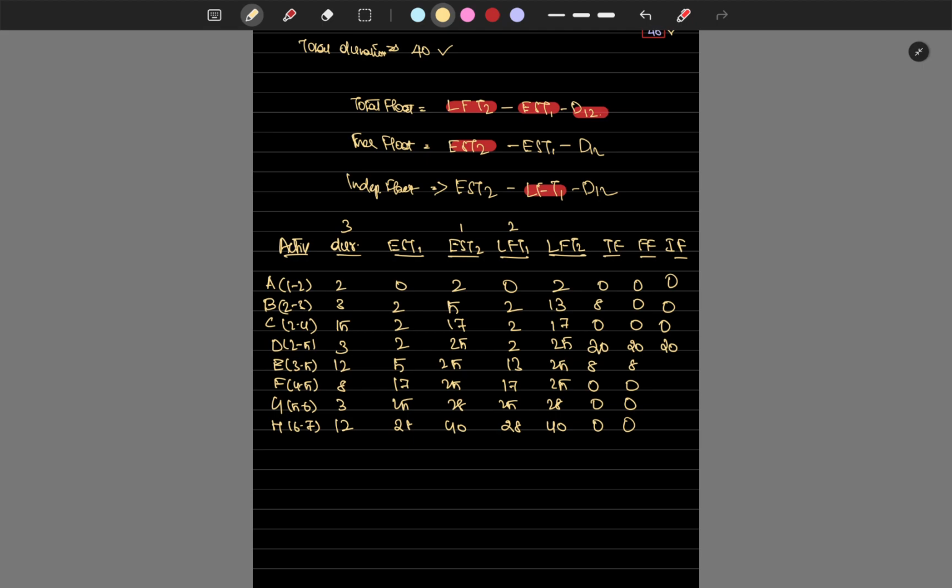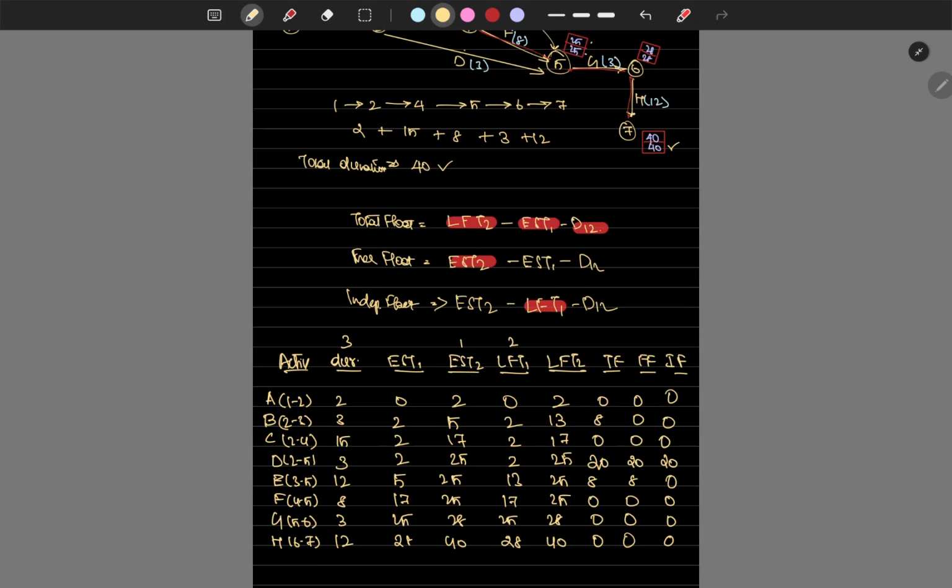25 minus 13 minus 12, which is 0. Then 25 minus 17 minus 8, which is 0. Then 28 minus 25 minus 3, which is 0. Then 40 minus 28 minus 12, this is also 0.